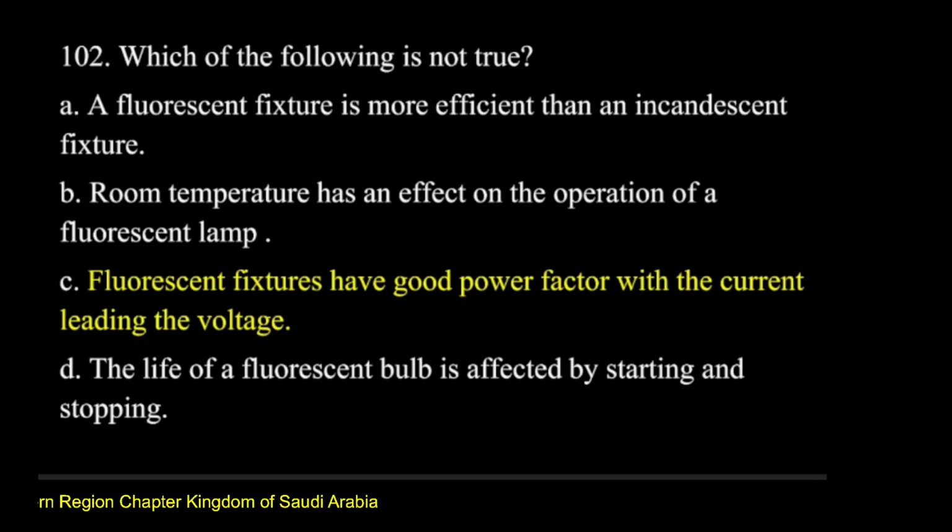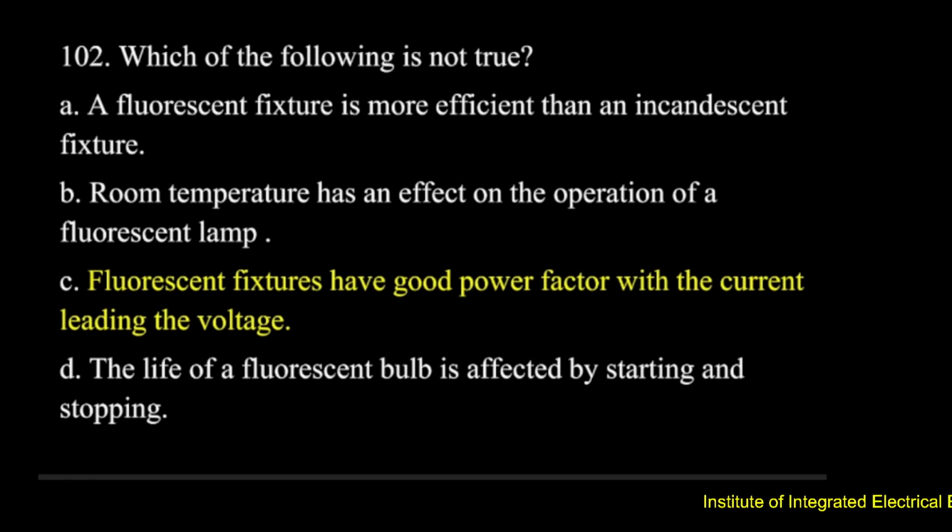Which of the following is not true? A. A fluorescent fixture is more efficient than an incandescent fixture. B. Room temperature has an effect on the operation of a fluorescent lamp. C. Fluorescent fixtures have good power factor with the current leading the voltage. D. The life of a fluorescent bulb is affected by starting and stopping.